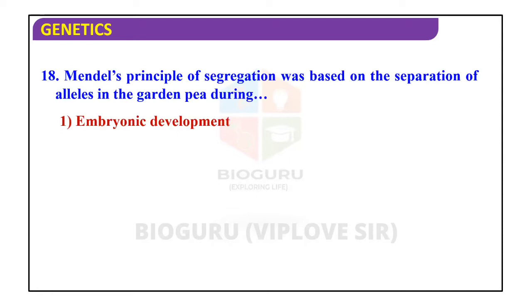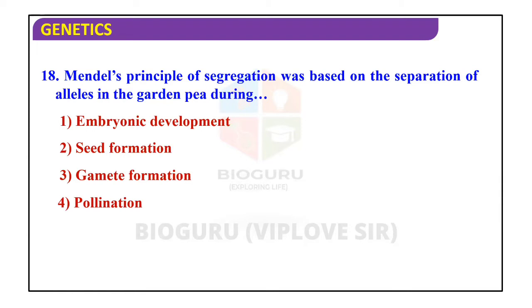Mendel's principle of segregation was based on the separation of alleles in the garden pea during embryonic development, seed formation, gamete formation, or pollination? Yes, it is gamete formation. That's good.